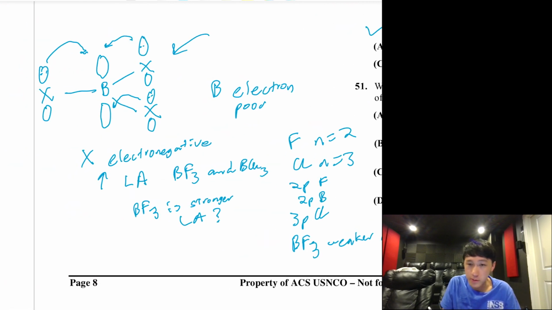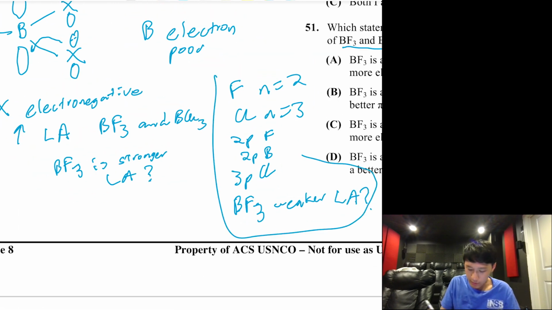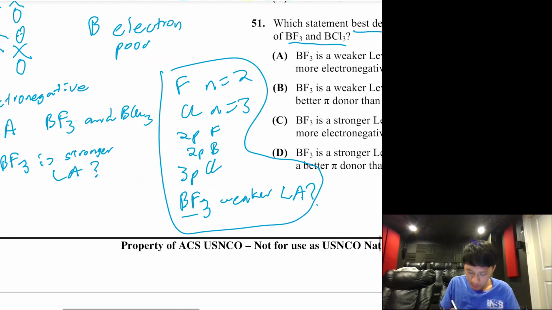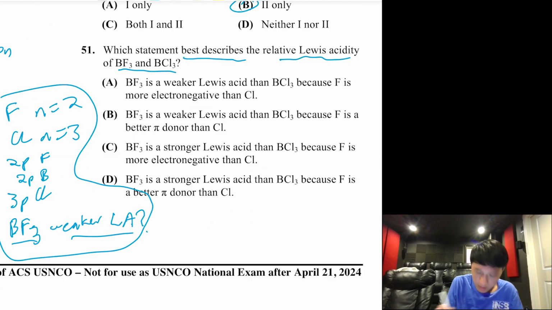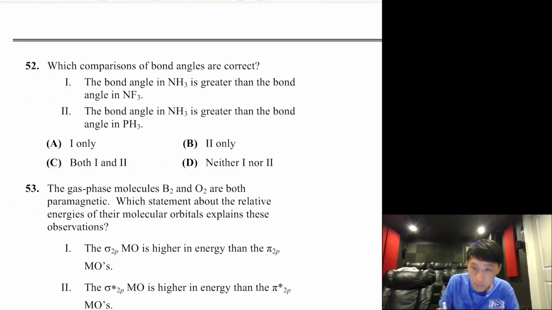And this is something you would learn in organic chemistry. So as such, we would expect this type of effect to dominate. And in this case, BF3 is a weaker Lewis acid. So looking at our answer choices, we know that B is correct because it says that BF3 is a weaker Lewis acid, and it's because that F is a better pi donor than chlorine, right? It's a better donor of electrons back to the boron center, which matches our analysis. So B is correct.